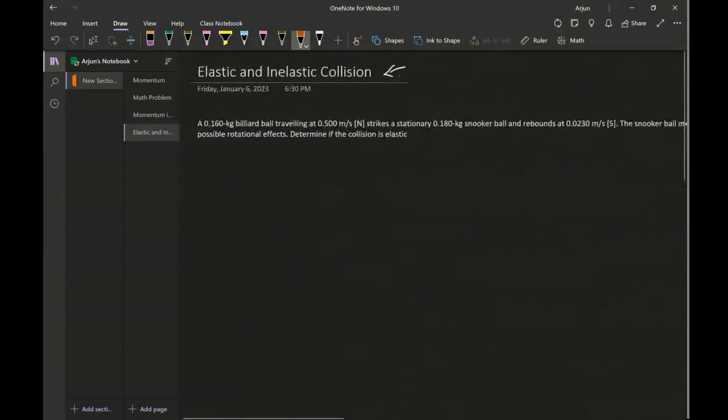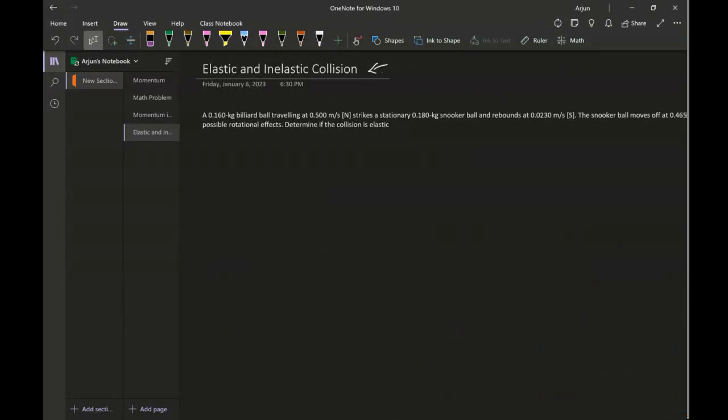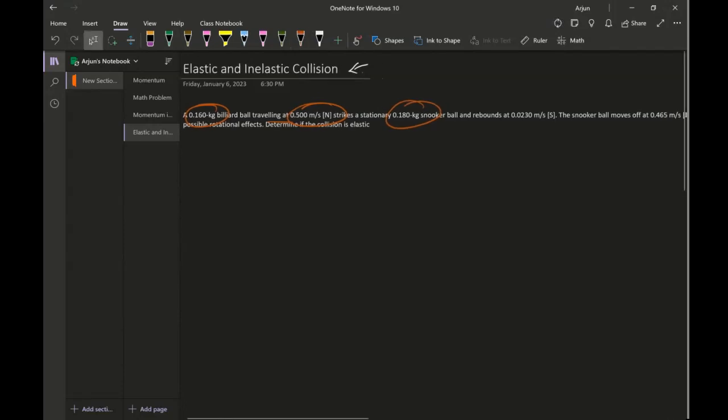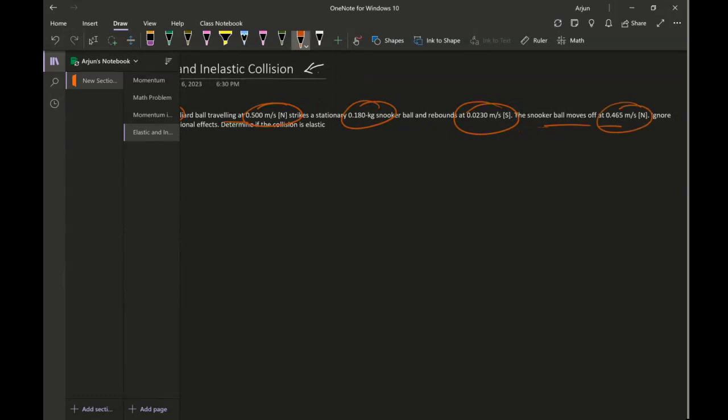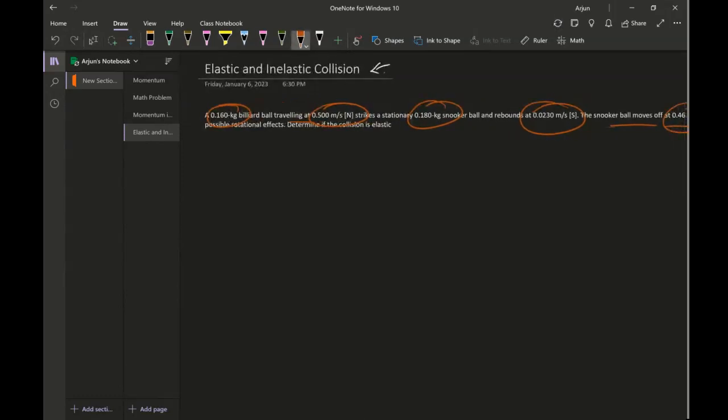Now let's go to this question given to us down here. In this question, a 0.160 kg billiard ball traveling at 0.500 meters per second north strikes another stationary ball whose mass is given to us, and then rebounds at a certain velocity. The snooker ball moves at 0.650 to the north. Ignore the possible rotational friction. Determine whether the collision is elastic or not.